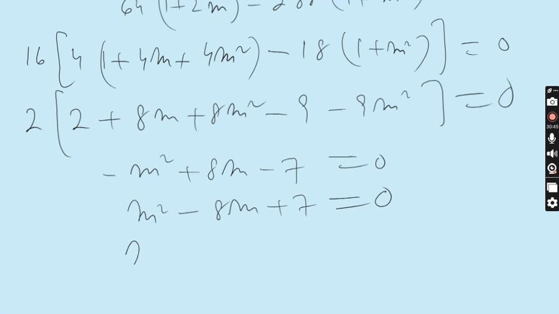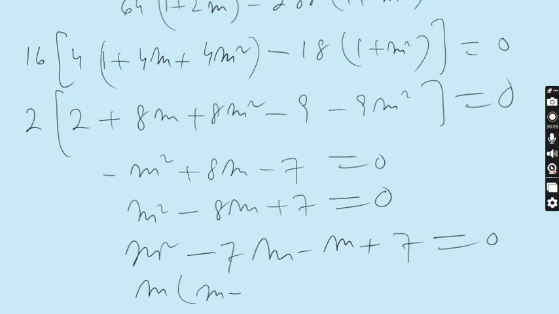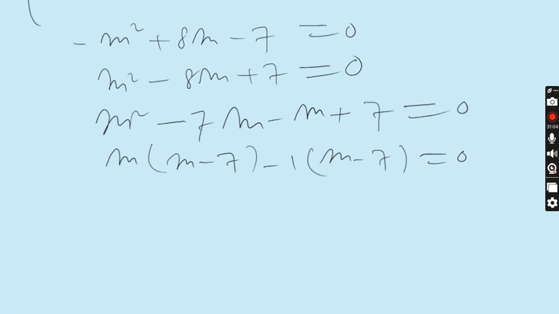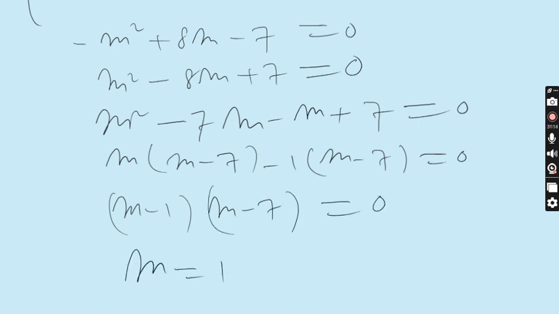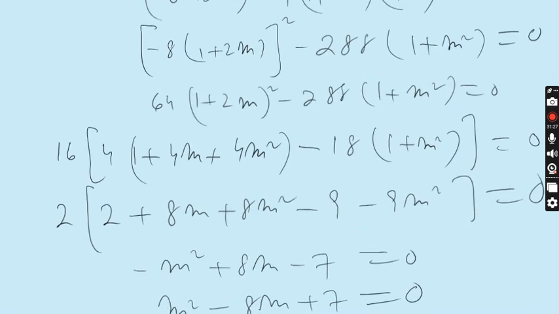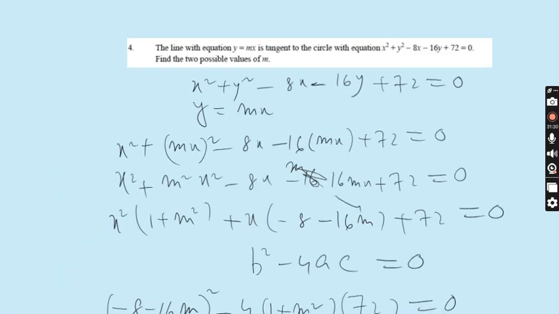So this is a quadratic equation, can easily solve by using middle term break method. So m minus 1, m minus 7, or m is 1 or 7. So this is the answer, the values of m, 1 or 7. I hope you understand entire question number 4.